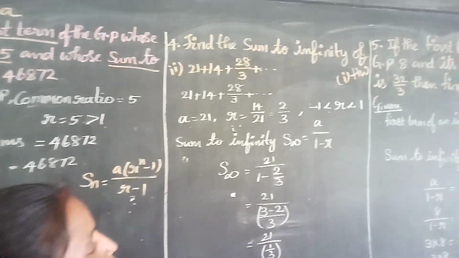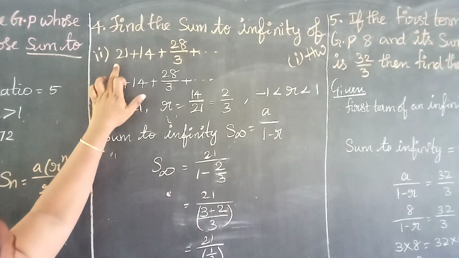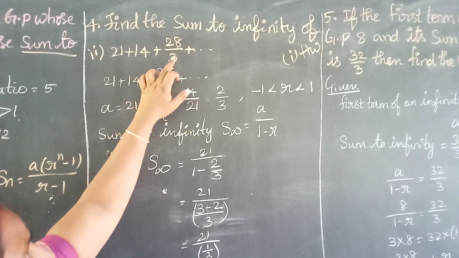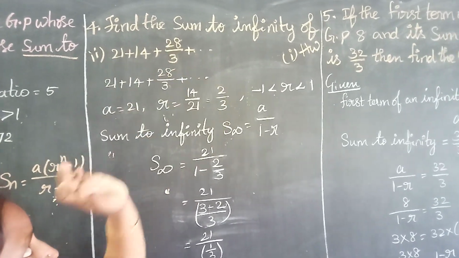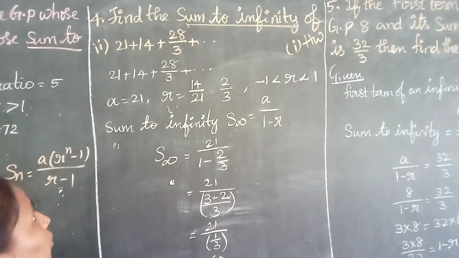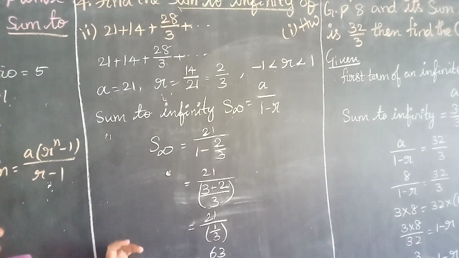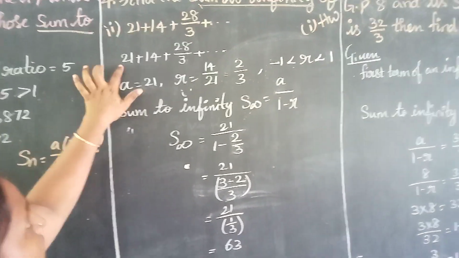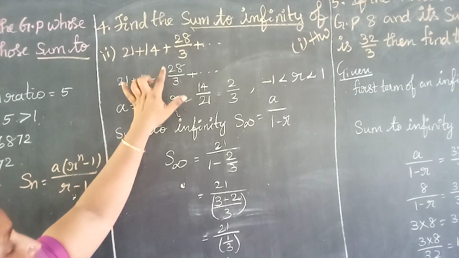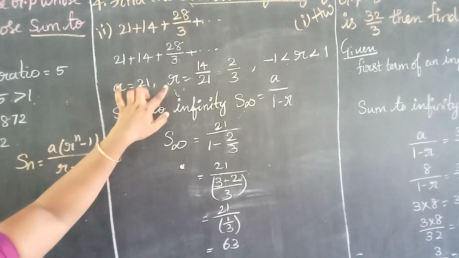Find the sum to infinity of the second sum: 21 plus 14 plus 28 by 3 plus and so on. In a GP, when we have sum to infinity, what is the formula? S infinity equals A by 1 minus R. So write the series first: 21 plus 14 plus 28 by 3 plus and so on. First term, that is A equals 21.